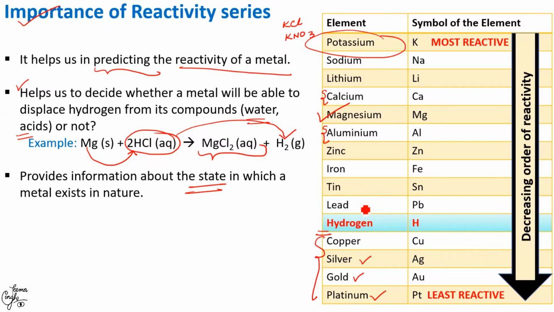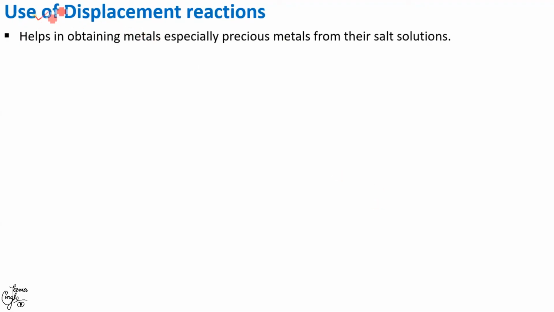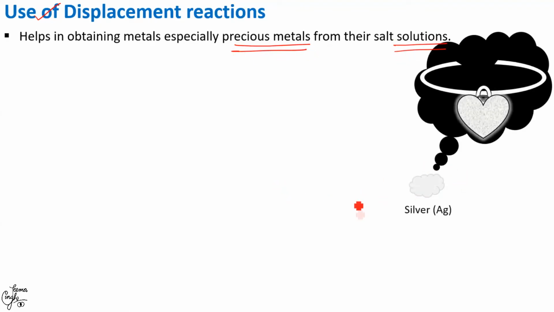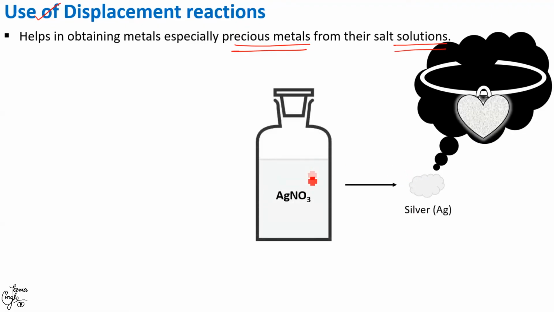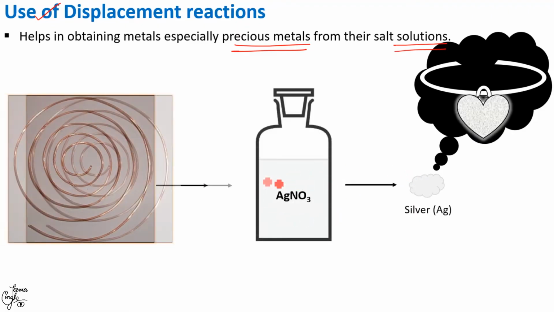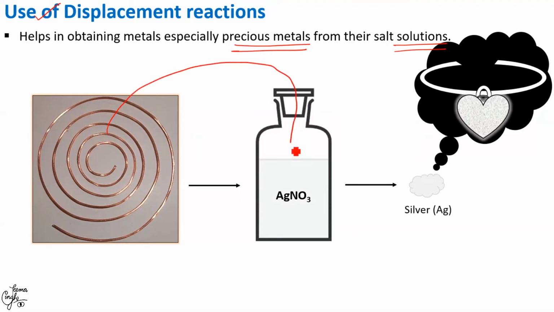Let us also have a look at an important use of displacement reaction. During the metal displacement reaction, we often receive the metal which is displaced or kicked out in pure form, and this can be helpful especially if we want precious metals from their salt solutions. For instance, we can obtain solid silver from its solution silver nitrate by adding copper metal to it. So when you add copper metal to silver nitrate solution, copper being more reactive is going to displace silver from its salt solution. Isn't that interesting?